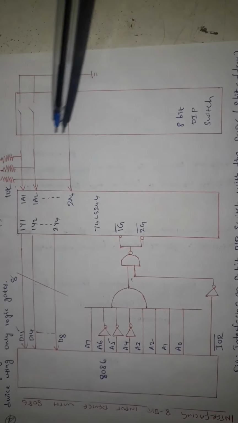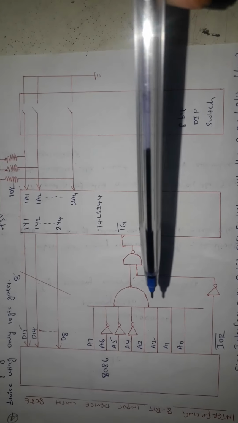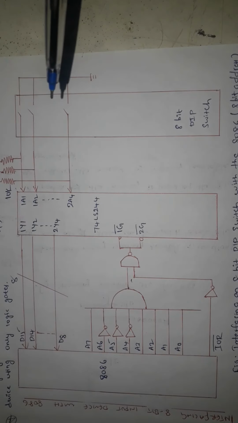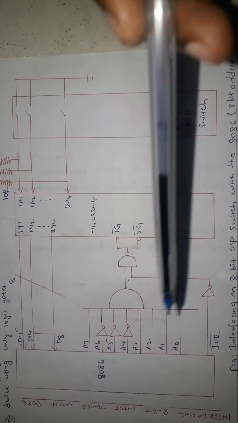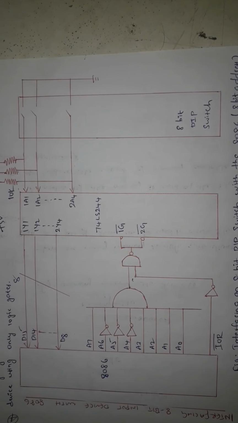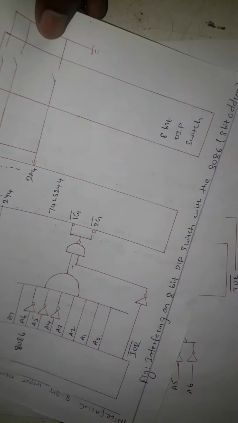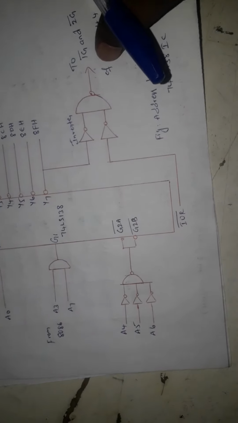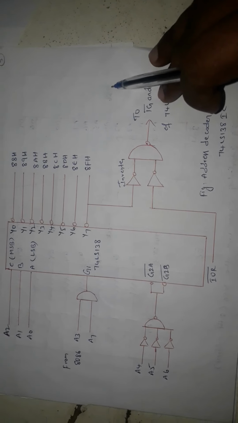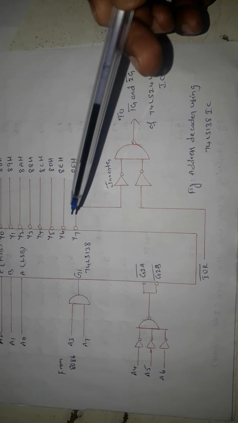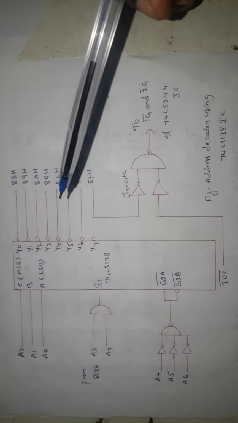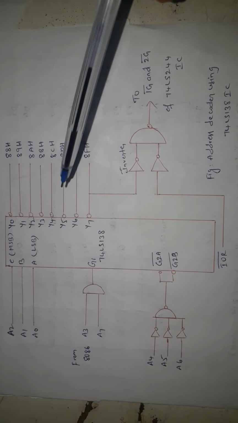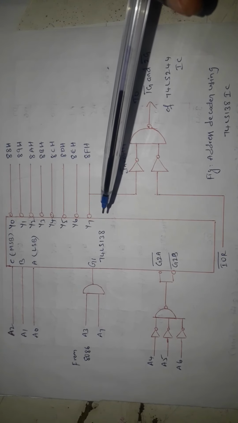Now the same thing can be explained in terms of a decoder. We have seen this with the help of logic gates, where the address is assigned to the switches just with logic gates. Now the same can be done using a decoder IC. The address can be generated by using a decoder IC also. So we are taking a 74LS138 decoder.